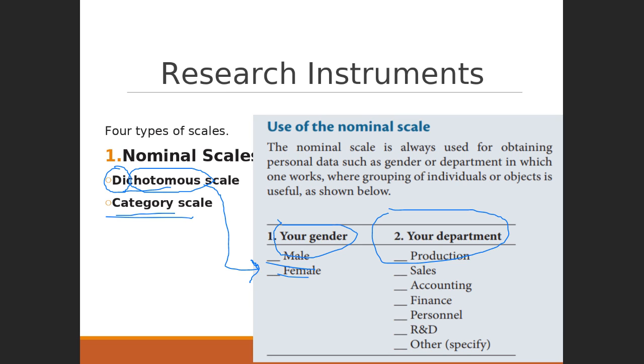The second scale is the category scale. In the category scale, subjects are assigned to more than 2 categories. For instance, when asking employees about their department, there are 7 categories used, so they can choose that category which is the most relevant to their personal information. So a category scale has more than 2 response categories, and the dichotomous scale has only 2 response categories. And nominal scales are often used while classifying your personal information in the questionnaire.